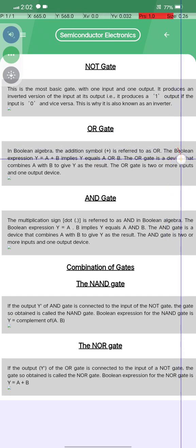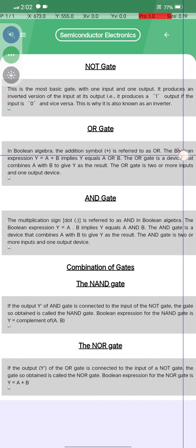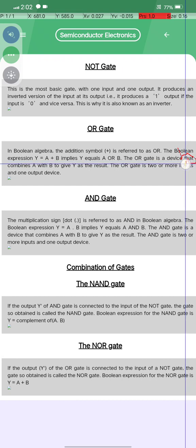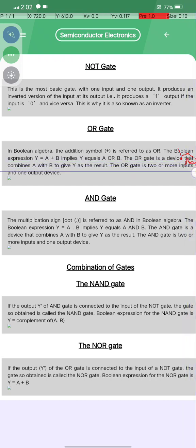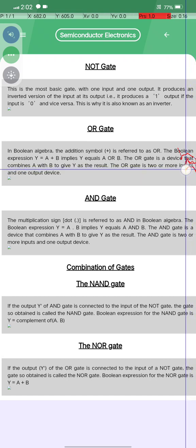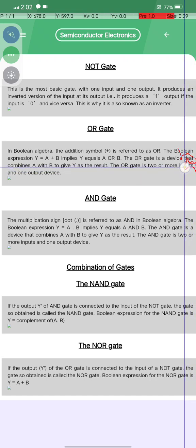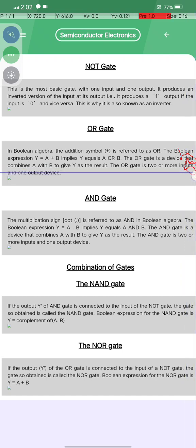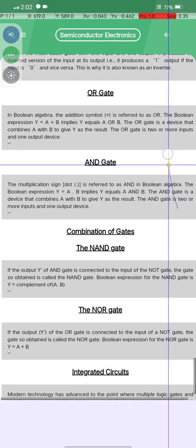OR gate. In Boolean algebra the addition symbol plus refers to OR. The Boolean expression is y equals a plus b, which implies y equals a OR b. An OR gate is a device that combines a with b to give y as the result. OR gates have two or more inputs and one output.